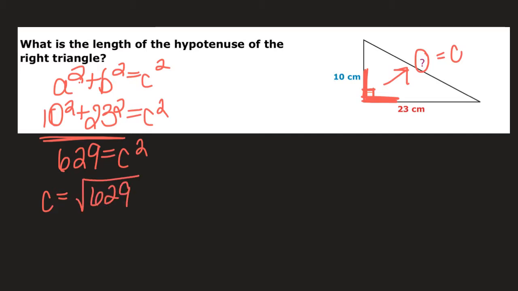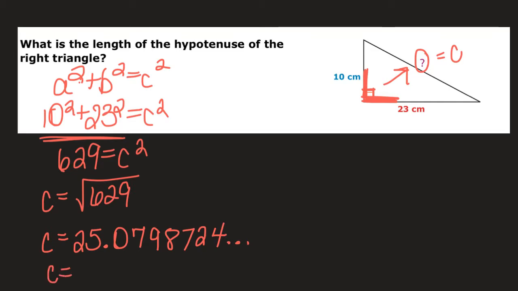Because I only want one C. Again, I know this is not a perfect square because I get a decimal. 25.0798724. And it does go on, but that's all my calculator will show. I'm going to round that to the nearest tenth unless I'm told differently. And C equals 25 point, the 7 rounds the 0 to a 1.